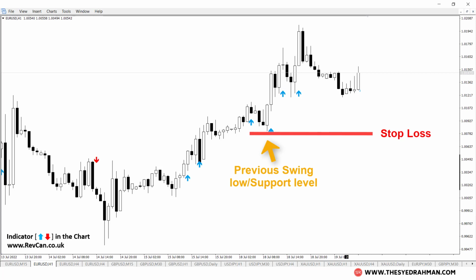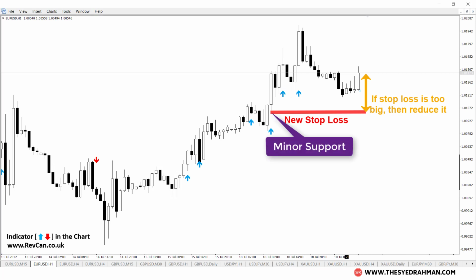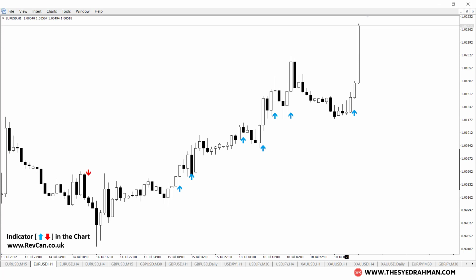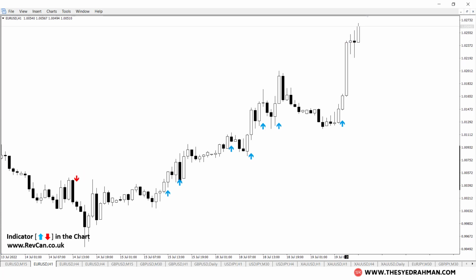But of course, you also need to be careful about the size of the stop loss, which means if the support or previous swing low point is so far that the stop loss size becomes bigger than the targeted profit size, then reduce the stop loss size by placing the stop loss below the low of a minor support level. A minor support could be the lowest point of a big or medium-sized candle, since the high and low of these types of candles can act as minor support and resistance levels. If you traded right, then hopefully you will see price moving up in your targeted profit direction without hitting the stop loss.